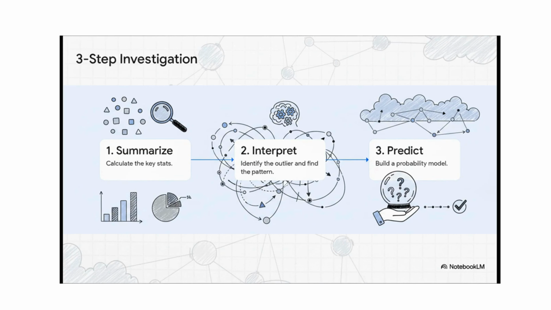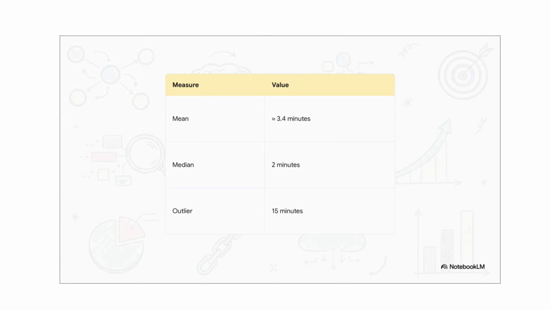So, to crack this case, we're going to follow our proven 3-step investigation. First, we summarize the clues. Second, we interpret what they're telling us. And third, we make our prediction. Let's do it. Step 1.